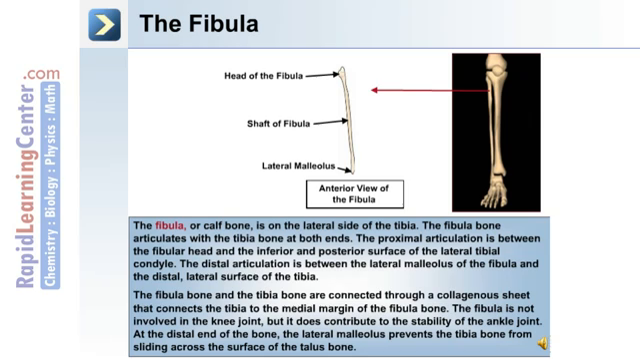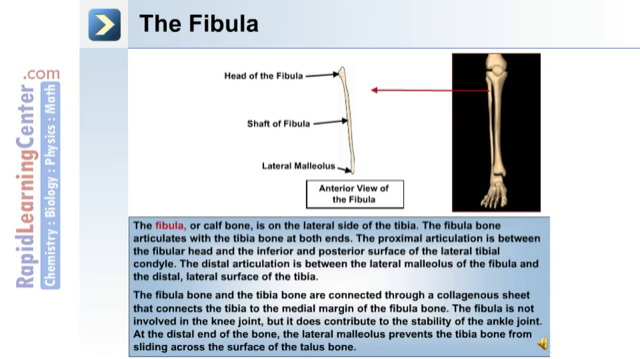The second bone of the lower leg is the fibula. The fibula contains a head, shaft, and a lateral malleolus. The fibula or calf bone is on the lateral side of the tibia. The fibula bone articulates with the tibia at both ends. The proximal articulation is between the fibular head and the inferior and posterior surface of the lateral tibial condyle. The distal articulation is between the lateral malleolus of the fibula and the distal lateral surface of the tibia.